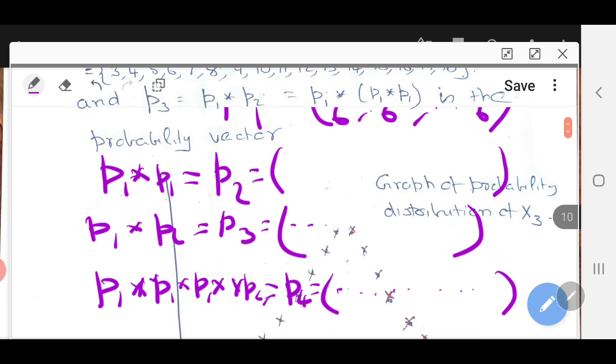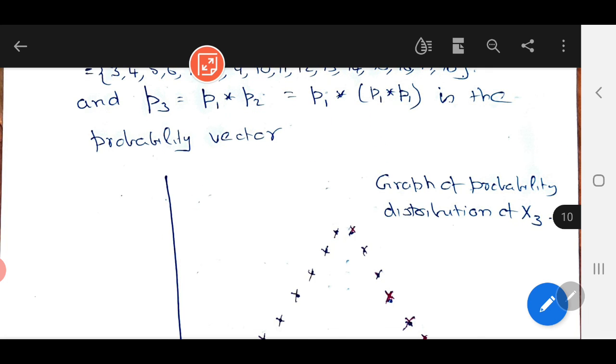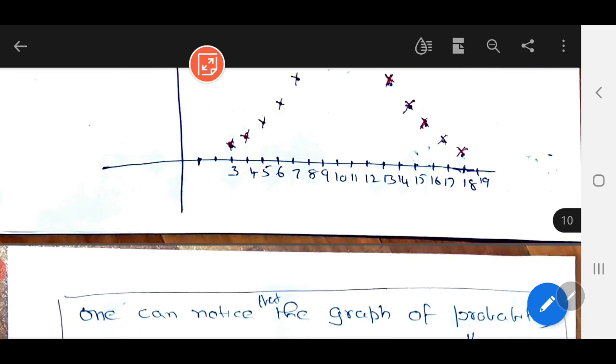Here, more non-negative non-zero numbers whose sum is 1. See, initially we started with 6, then 11, then more like that. So what is happening if your n goes to infinity? It appears like exactly a normal curve. That is what it says.